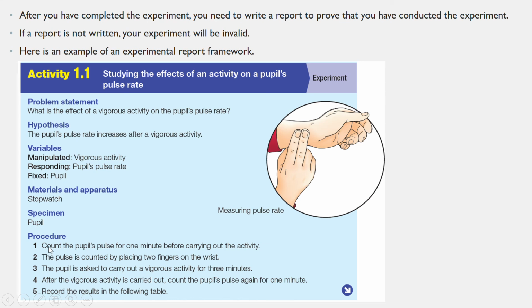It is in front, you see. Count the pupil's pulse. Okay, how is it counted? It's asked to carry out, but it depends on the experiment. Usually it is in active form, but when you write a report, you should change the procedure given in the lab manual to passive form. Is counted, is asked, is carried out. So the results are recorded in the following table.